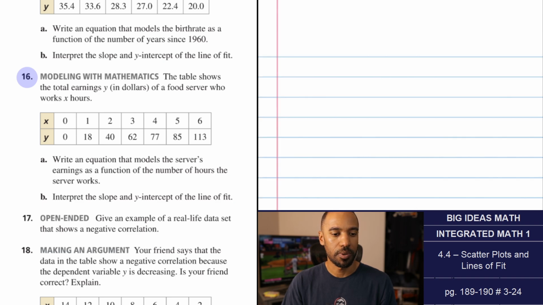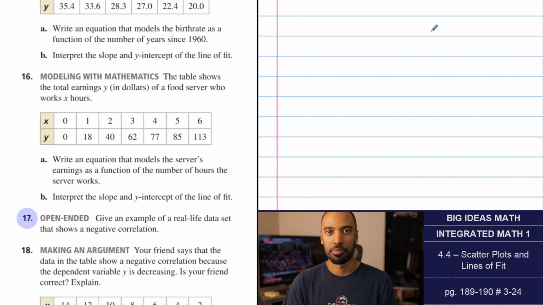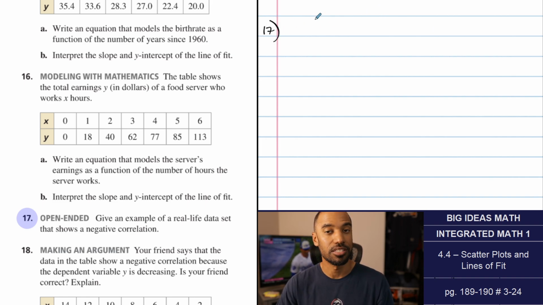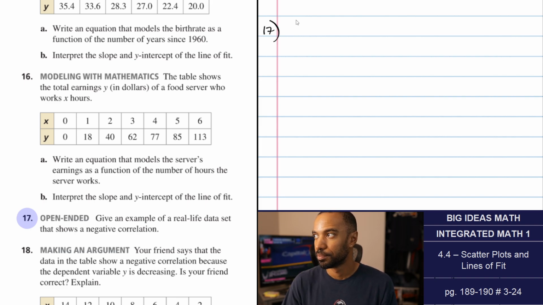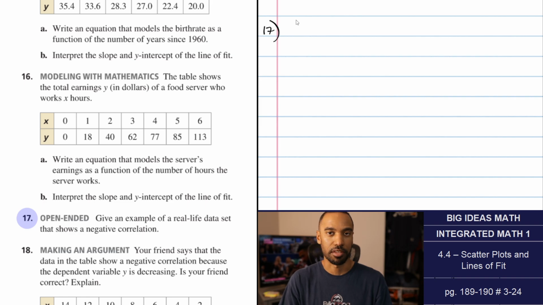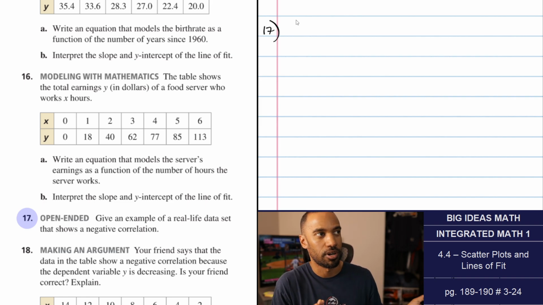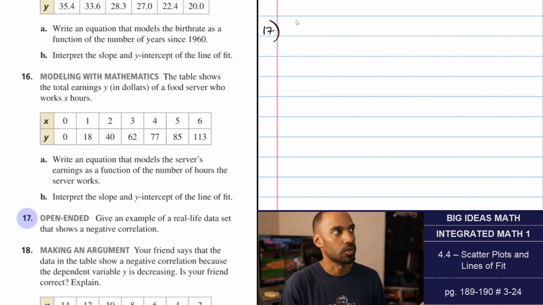Number 17, open-ended. Give an example of a real-life data set that shows a negative correlation. You want to think about, as you increase something, what decreases over time, or what tends to decrease over time. Not necessarily a cause, but you can say that. You could say something like, I'm trying to think of something with regard to energy, like number of. Let's see if that goes down.